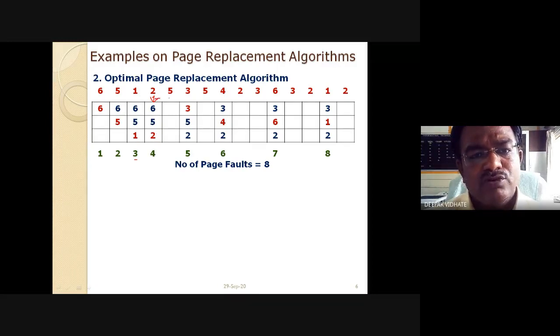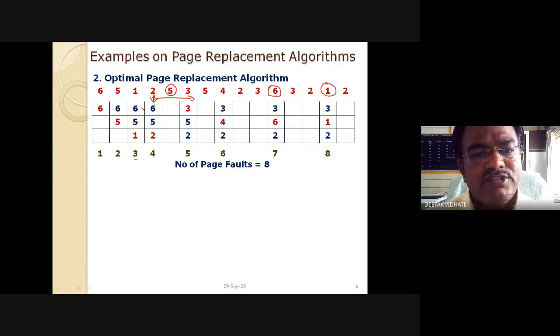So from here we have to look in this direction. Look in this direction means, how many pages? The 6, 5 and 1. So 5 I require here immediately, then 6 is required here, and 1 is required. See, this is a very good example.